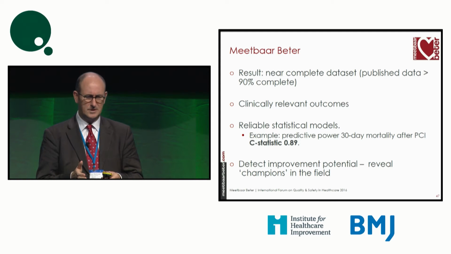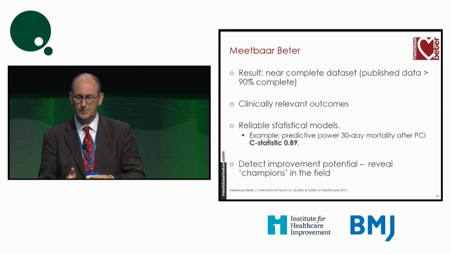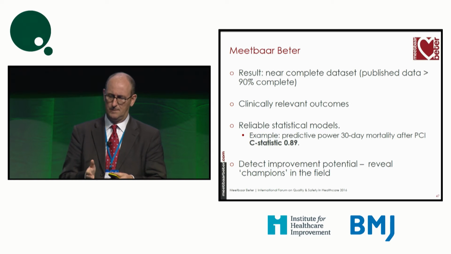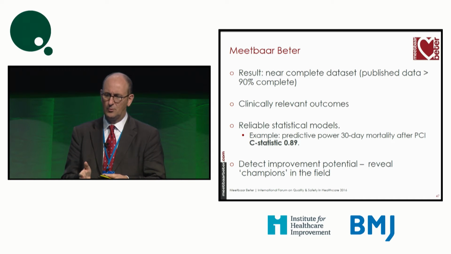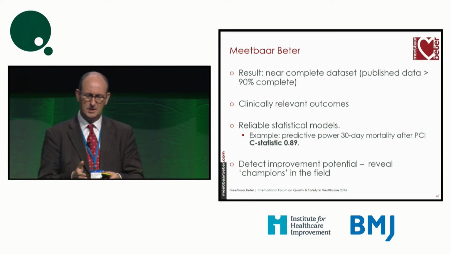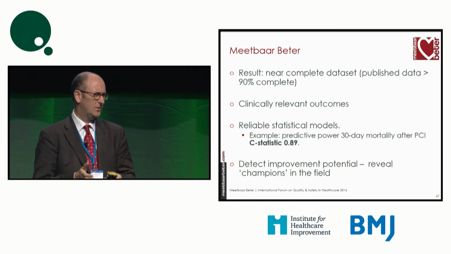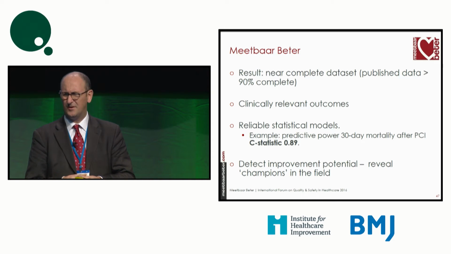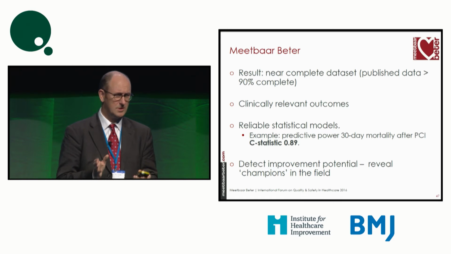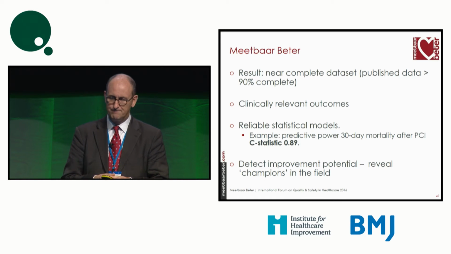The proof of all this was that we ended up with reliable statistical models. In the case of predicting mortality 30 days after PCI, we reached a C-statistic of 0.89, with only this limited number of variables. So I think that's very efficient, and that's what doctors like. This allowed us to detect improvement potential and reveal actual champions in the field.